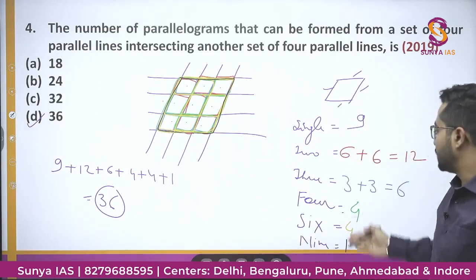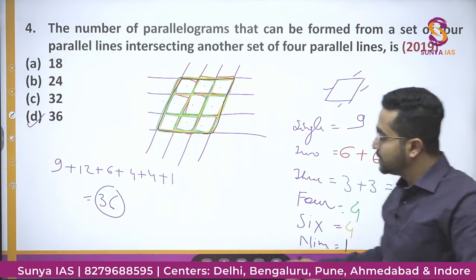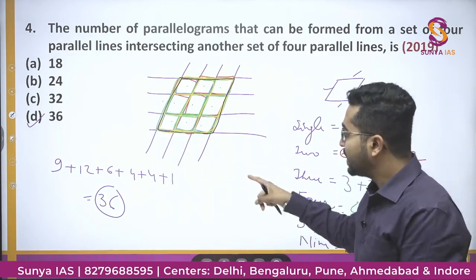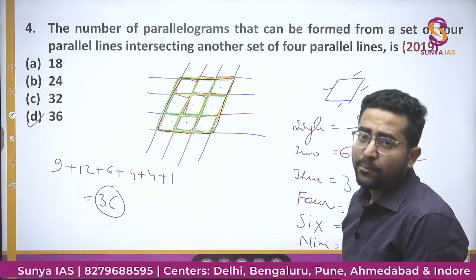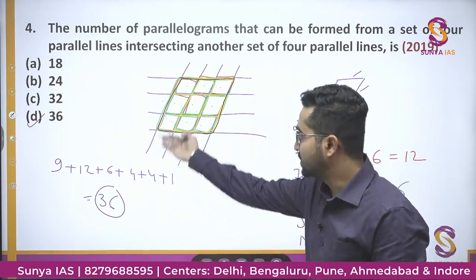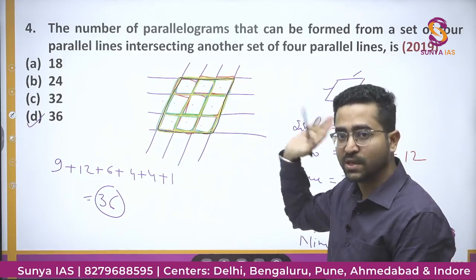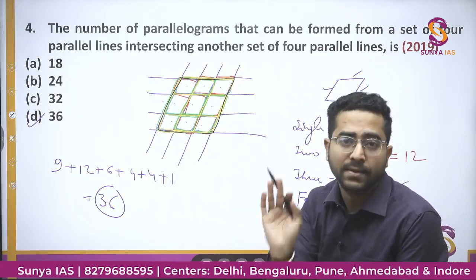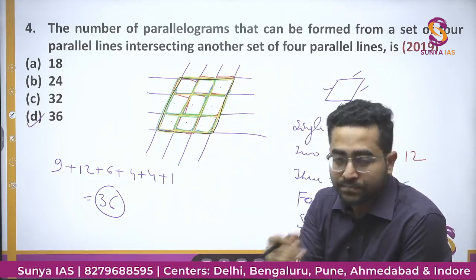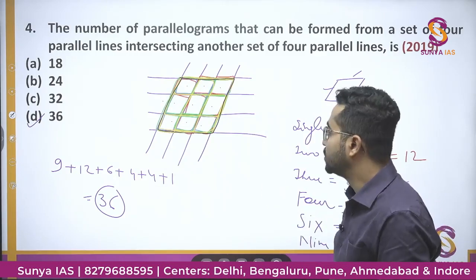In a step-by-step approach, you will be able to find the correct answer. Otherwise, aap kuch figures usme se miss kar jaoge. 36 ka 32 kar doge, 24 kar doge, kuch bhi kar doge. Aapko ek time ke baad milenge hi nahi, aur aap kisi ko double count kar doge. So this is the systematic approach.